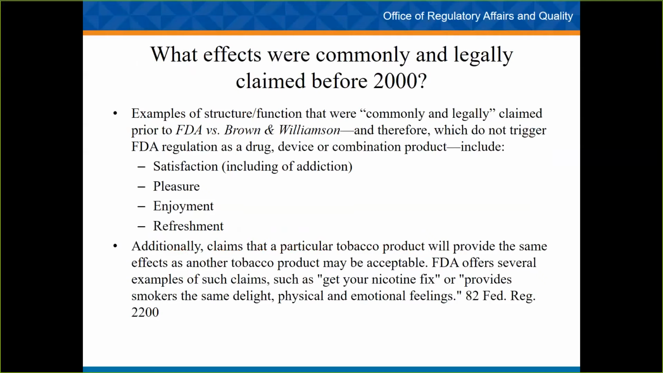So if you were like us, we were wondering what exactly does that mean. This dates back to a trial between FDA versus Brown and Williamson, in which it was established that things that are commonly and legally claimed for the effects of nicotine would therefore not trigger FDA regulation as a medical product. These include satisfaction, pleasure, enjoyment, and refreshment. Additionally, you can make claims that a tobacco product provides the same effect as another tobacco product. You can make claims like get your nicotine fix, provide smokers delight, emotional feelings. So these are all things that you can claim for your tobacco product without triggering FDA regulatory oversight as a medical product.